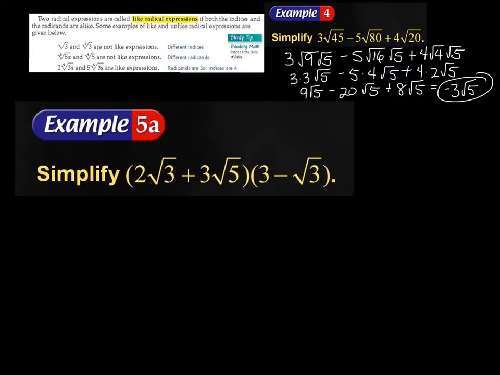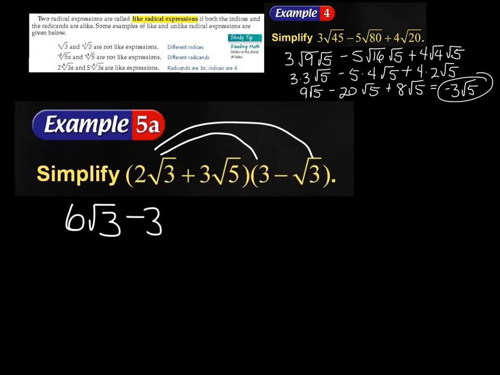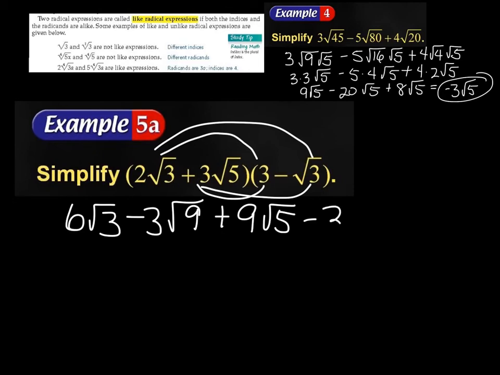We're going to simplify this expression by using the FOIL method. So 2 times 3 is 6 square root of 3. 2 times negative 1 is negative 2, square root of 3 times square root of 3 is square root of 9. Plus 3 times 3 is 9 square root of 5. And then positive times negative is negative 3 square root of 15.